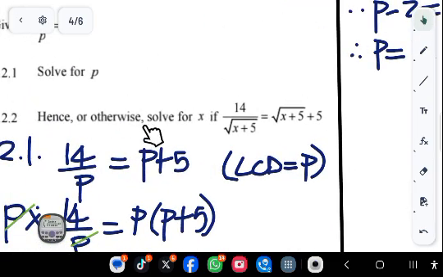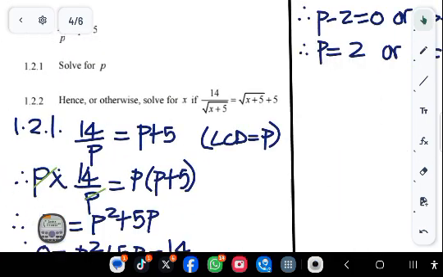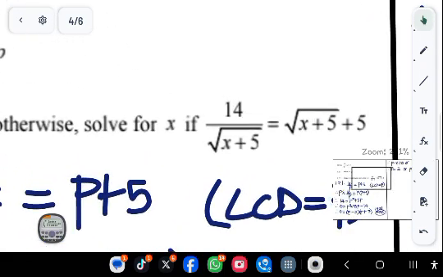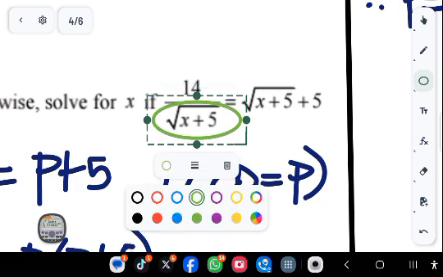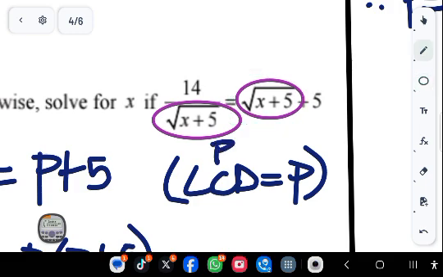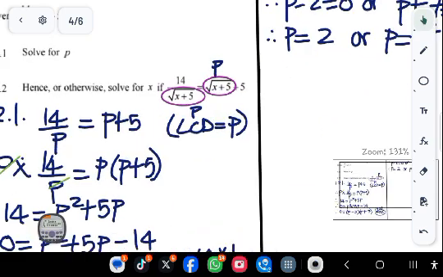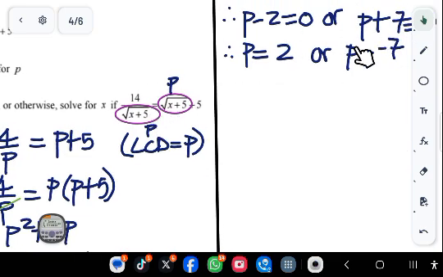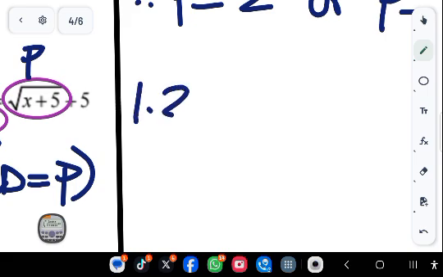Now for the next one, 1.1.2. Hence or otherwise solve for x if 14 over square root of x plus 5 equals square root of x plus 5 plus 5. Now notice that this has the same format. It's identical. So instead of p here, we've got the whole square root of x plus 5 representing that. So this is the same as p, and that is also the same as p. This is exactly the same equation as the previous one, so we take the solutions that we already have and substitute p with square root of x plus 5. So that is 1.2.2.